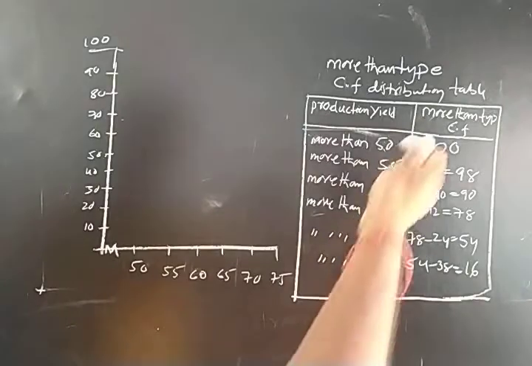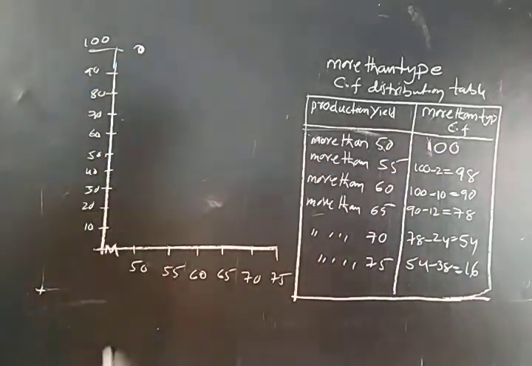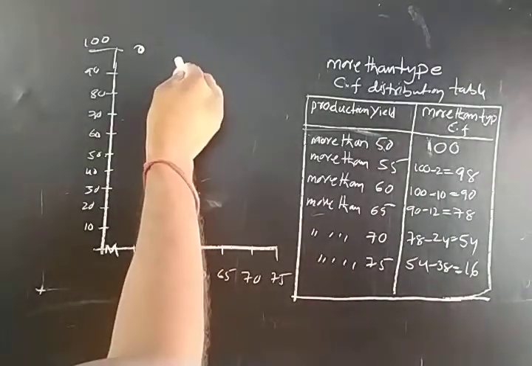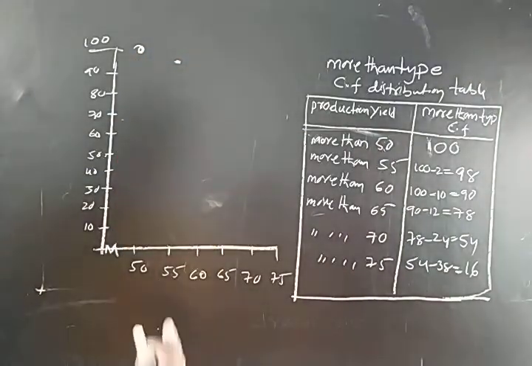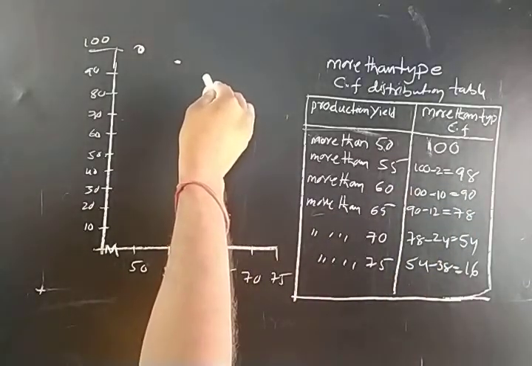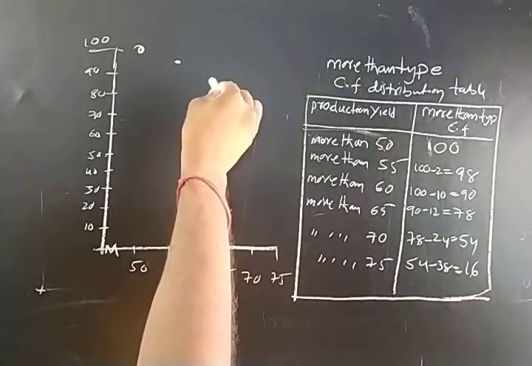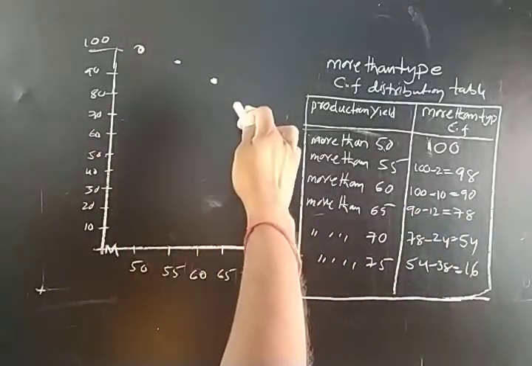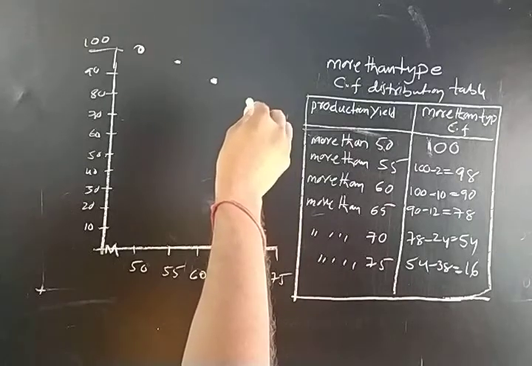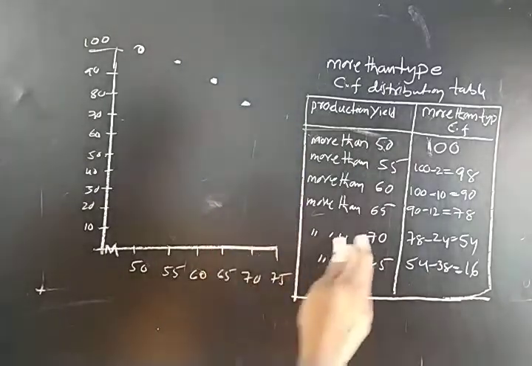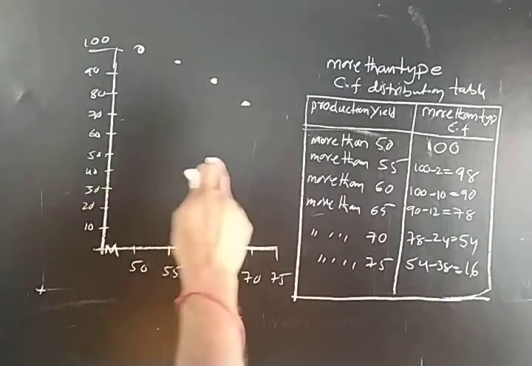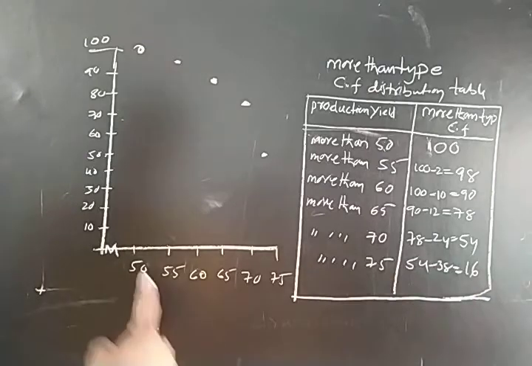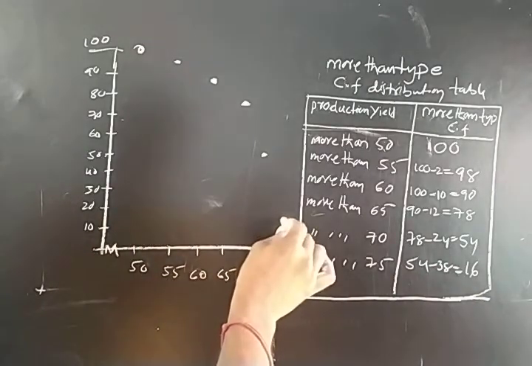Now I will represent for 50, 100. So here, 1 point. For 55, 98, just near 55 here, just below the 100. For 60, 90. Here 1 point. For 65, 78, just below the 80. For 70, 54, just above the 50. Here I am taking 1 point. For 75, 16, below the 20.